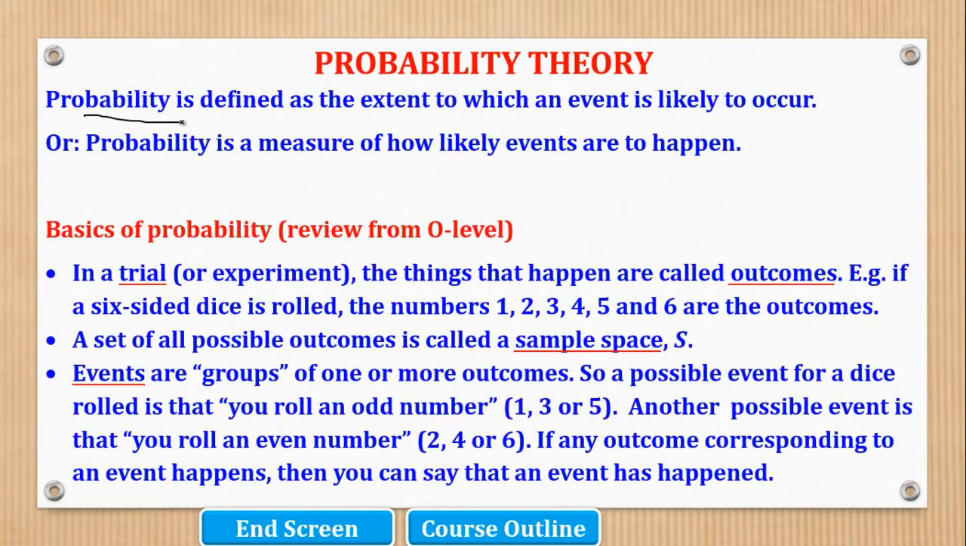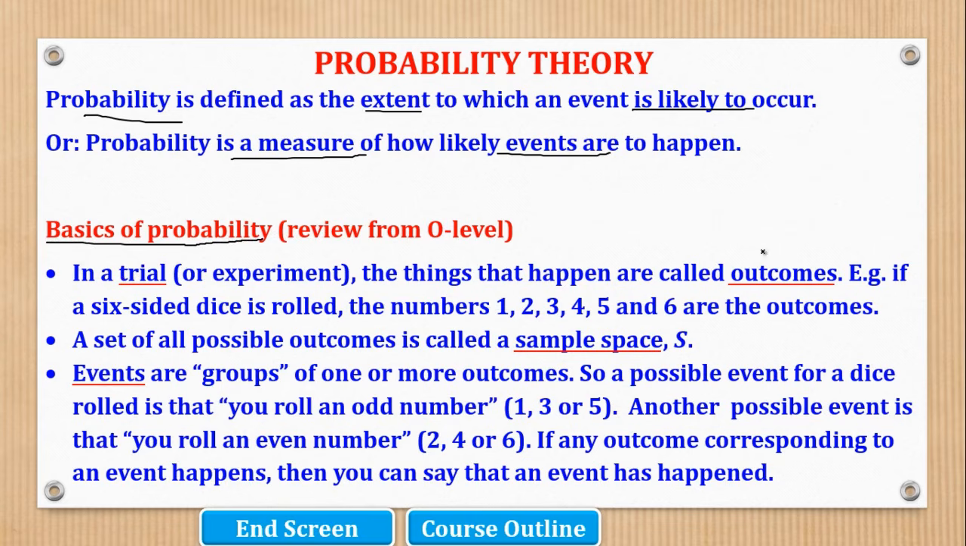Probability is defined as the extent to which an event is likely to occur, or you can say it is the measure of how likely events are to happen. Now, you covered probability in O-level, and there are some terms which you learned there. So let's first list them down.